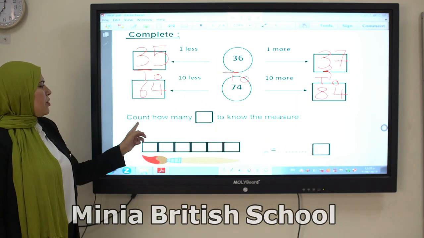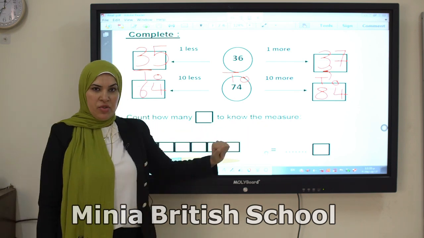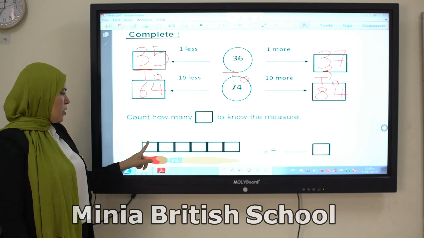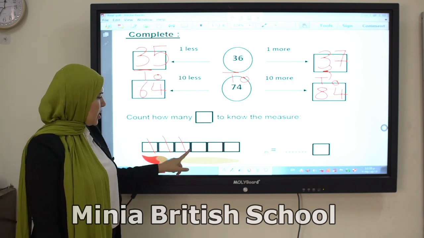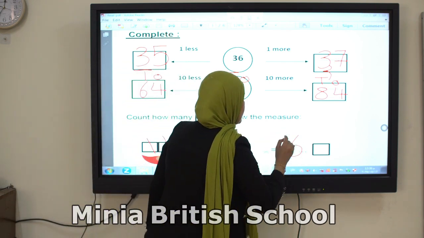Okay, here count how many squares to know the measure. I want to measure here, so let's count how many squares. 1, 2, 3, 4, 5, 6. So the measure is 6 squares.